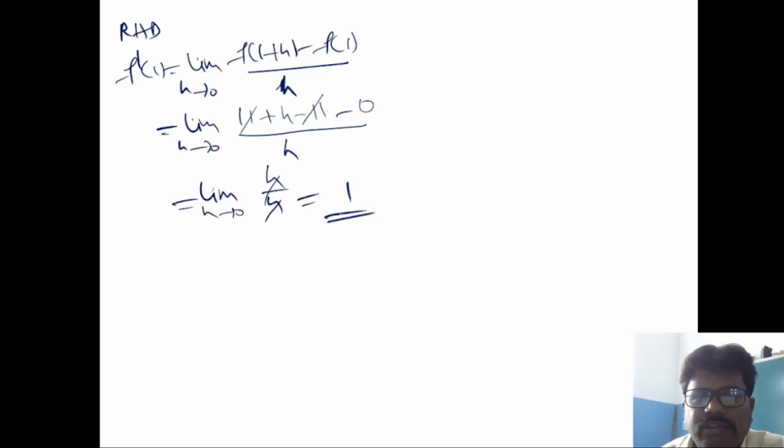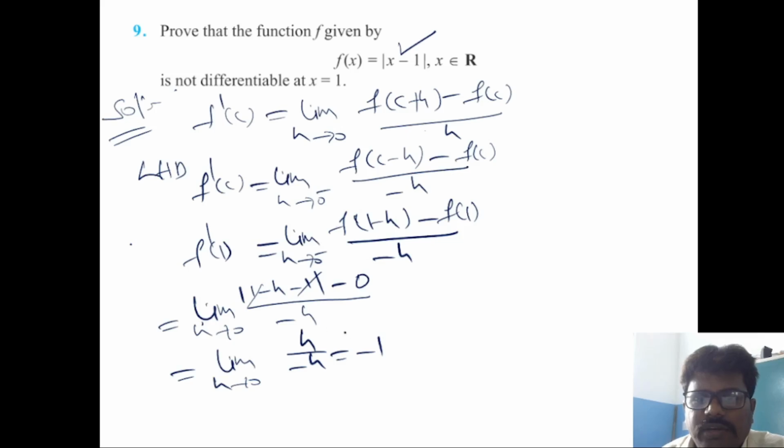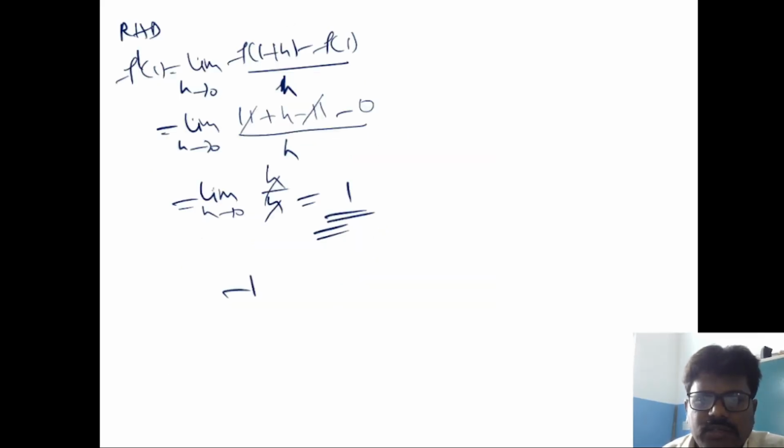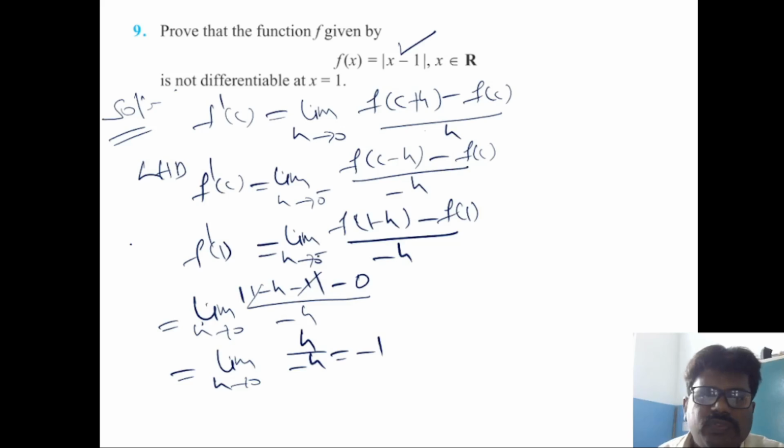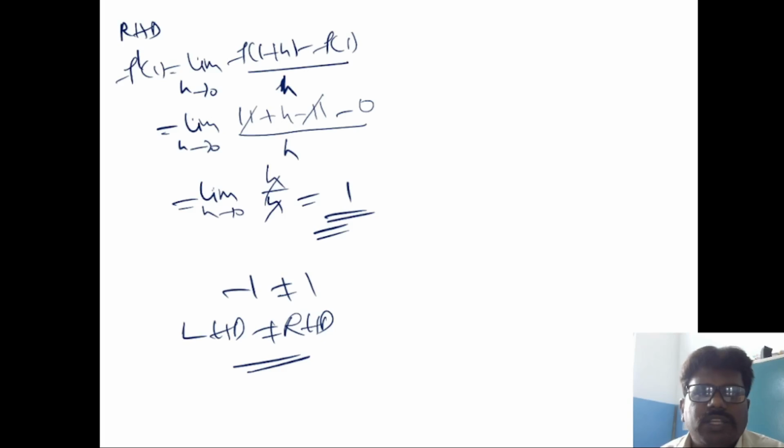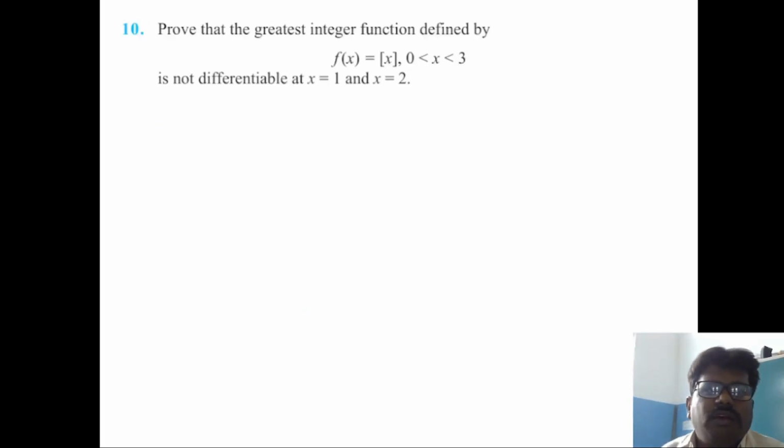So here the right hand derivative value is 1 and the left hand derivative value is minus 1, hence minus 1 is not equal to plus 1. So the left hand derivative and right hand derivative exist but they are not equal. So hence we could say this function is not differentiable at x is equal to 1. This is the proof. And next we have question number 10.